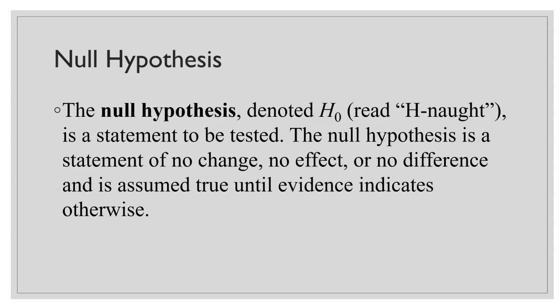Now, you can have two different types of hypotheses. The first one is the null hypothesis, and we use this little subscript of 0 on the H, and this reads H naught. This is a statement to be tested, and it means a statement of no change, no effect, or no difference, and it is assumed true until evidence indicates otherwise. So it's kind of like innocent until proven guilty. That's what the null hypothesis is like. It's a statement of no change, okay?